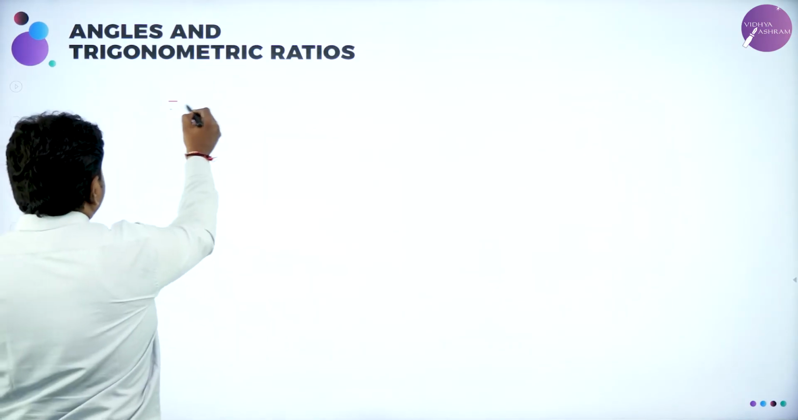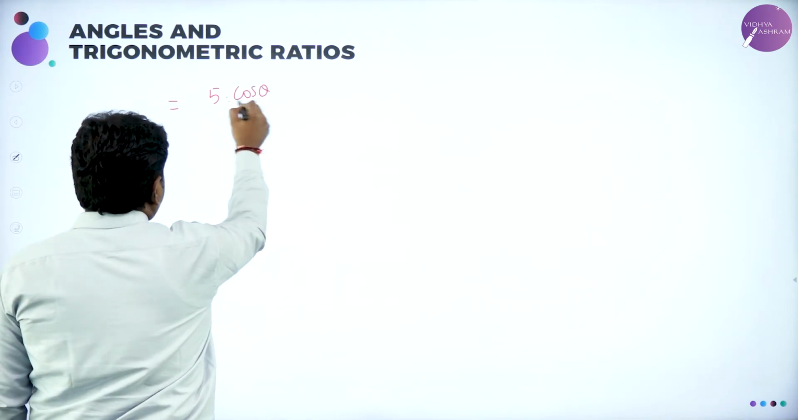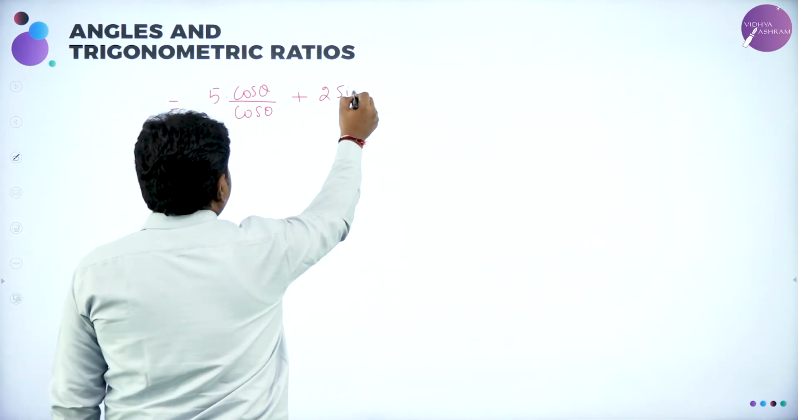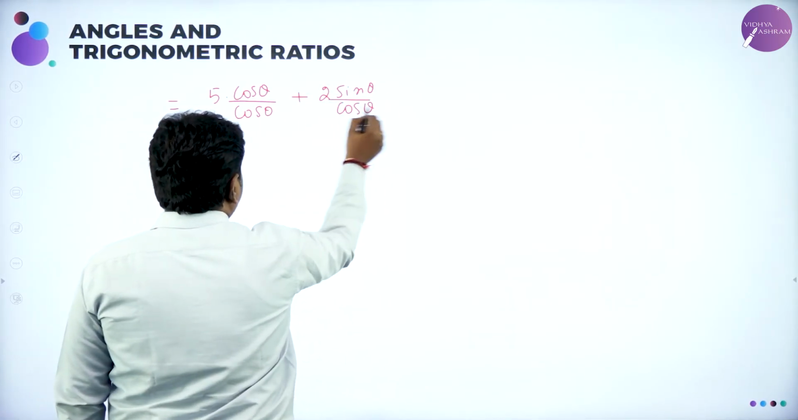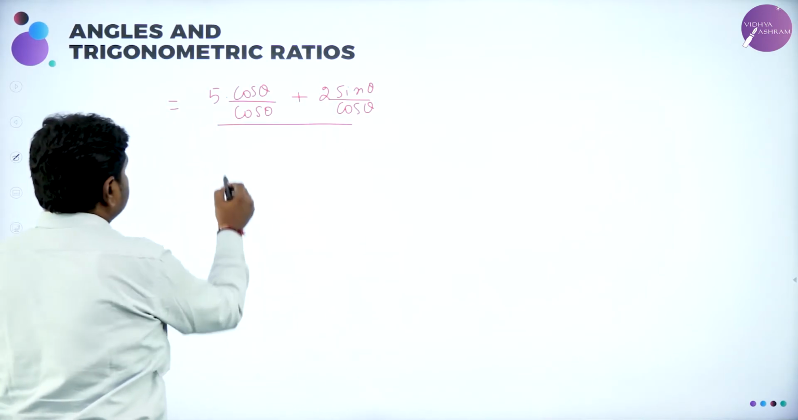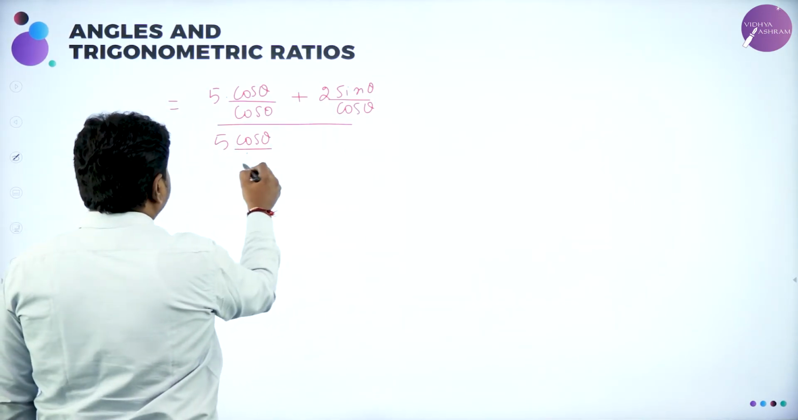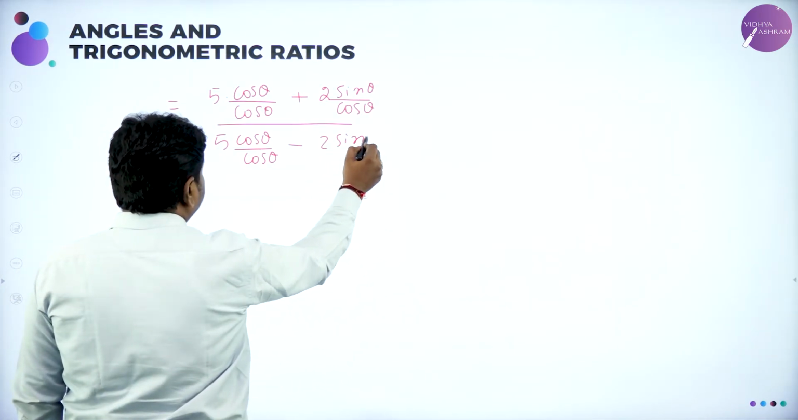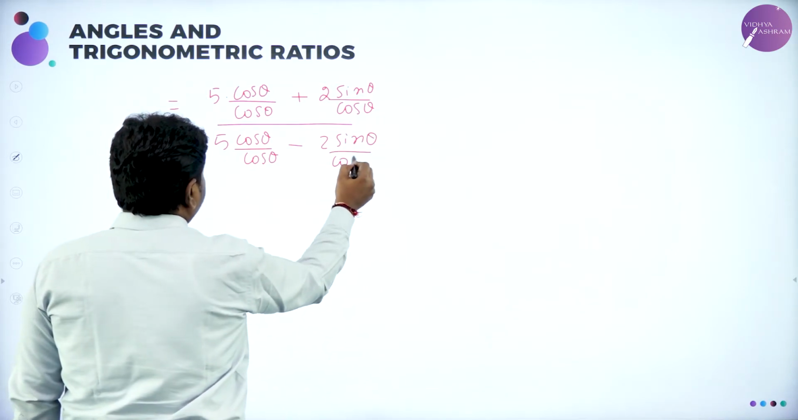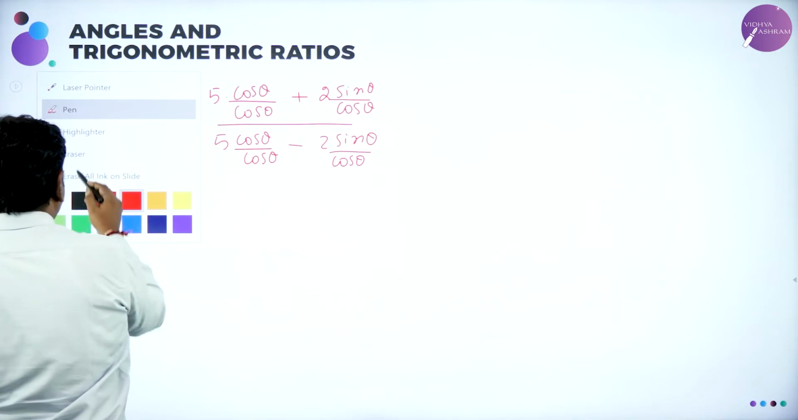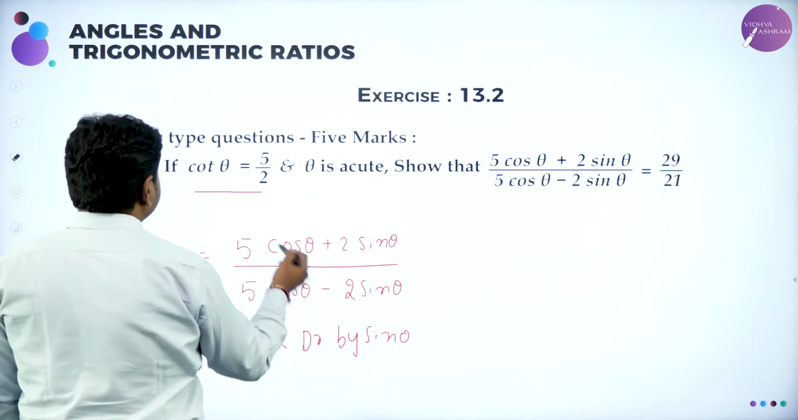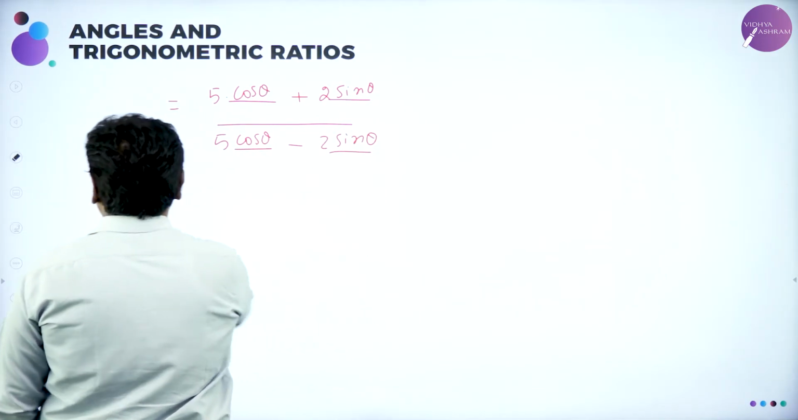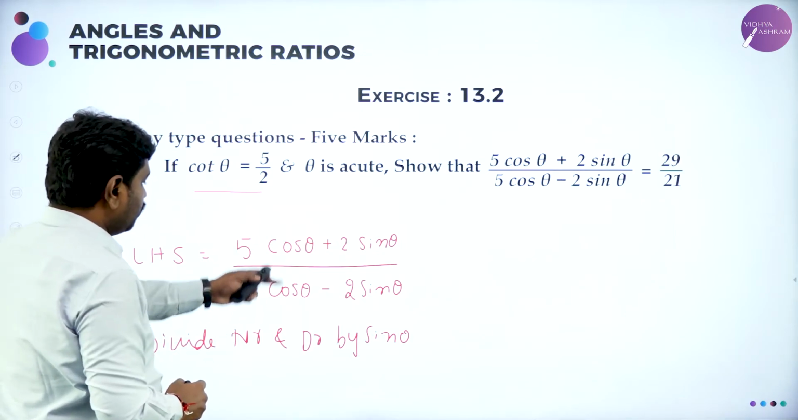Cot. Better, in spite of that, divide by what? We are dividing by sin theta. Divide numerator and denominator by sin theta. So I am dividing numerator and denominator by sin theta.